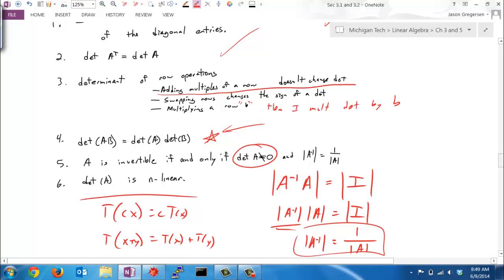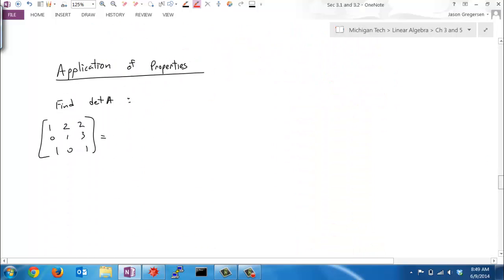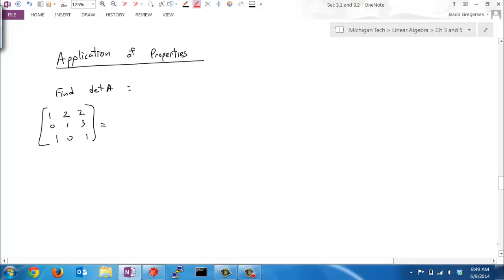So we can memorize those, or we can think about why they make sense. All right, so here's my matrix A, and I want to find the determinant of this thing. So what I'm going to do is go through a row reduction. If I want to row reduce this thing, what's the first step I would do?